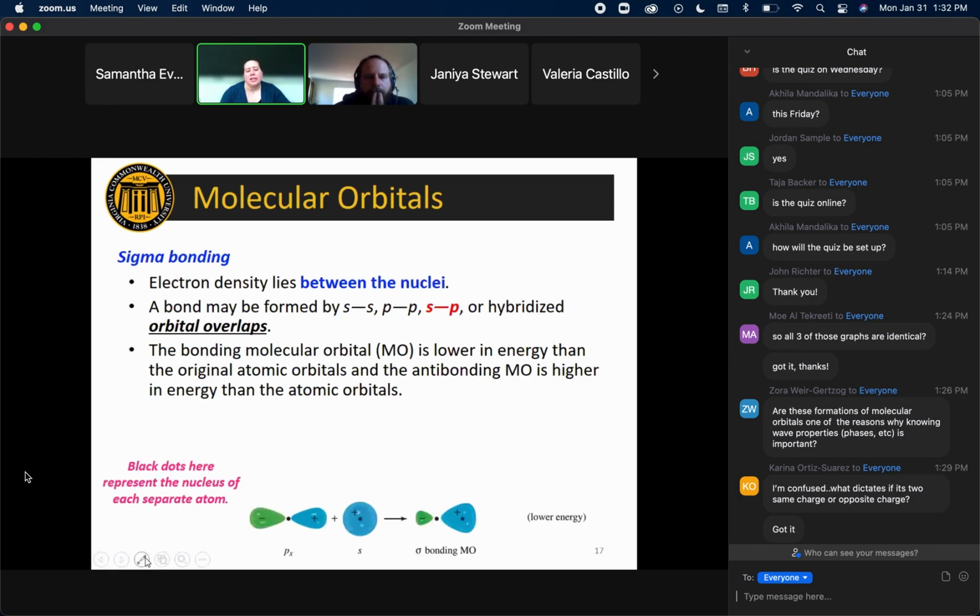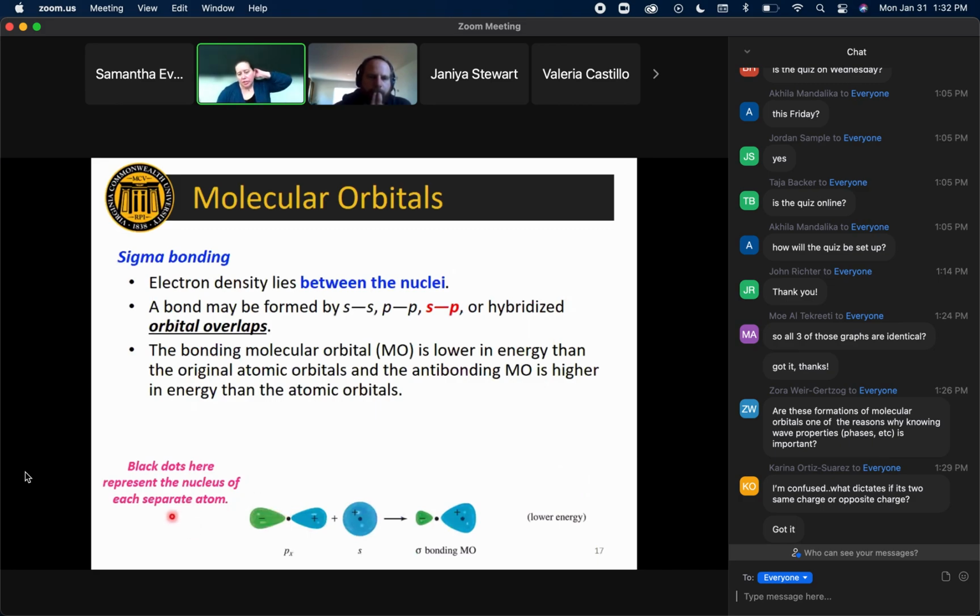Okay, so this is what it looks like if you bring an s orbital and a p orbital together using constructive interference. We have the blue s orbital and the blue lobe of the p orbital are going to come together, and they're going to create this new molecular orbital that looks like what's shown on the right here, with a larger blue kind of molecular orbital lobe that has a lot of electron density between the two nuclei. And it still has a little green lobe over to the left of whatever atom it was coming in from the left.